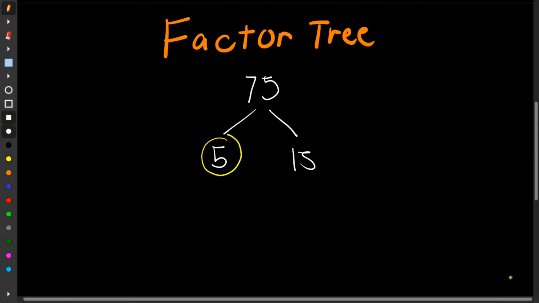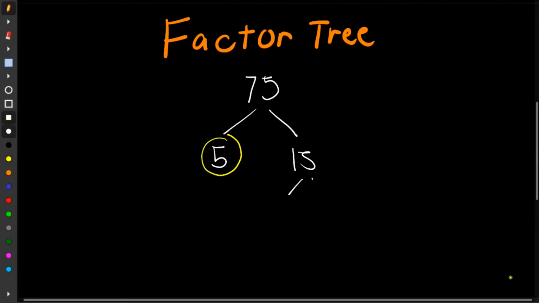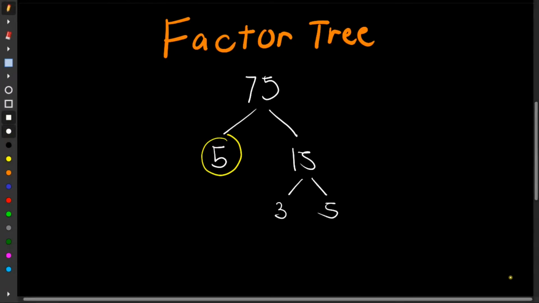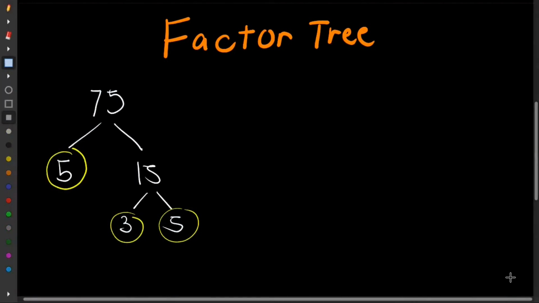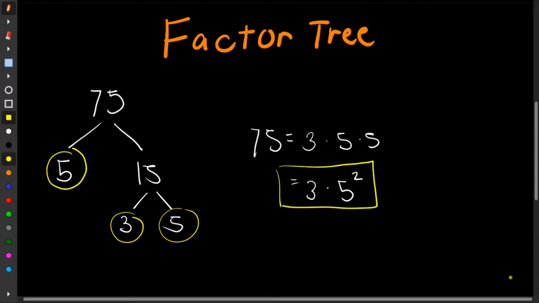Next, for this one, observe that we can still factor it as 3 and 5. Now these two are already primes, so we are now ready to represent 75 as a product of primes. So we have 75 is equal to 3 times 5 times 5, or 3 times 5 squared. And this is our final answer.